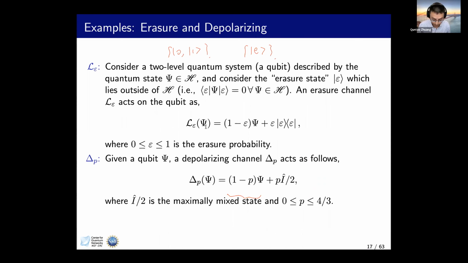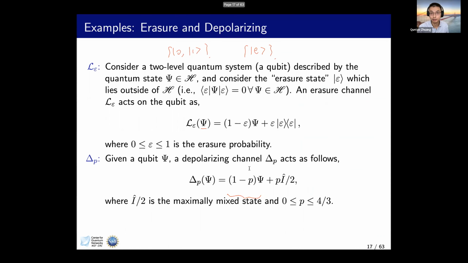So this is the input-output relation of this state, psi, and you have an error probability. There's an epsilon probability of the erasure happening, and a 1 minus epsilon probability of outputting the original state with no error. And given a qubit, you can also have a depolarizing channel, which means that with probability P, I'm going to replace the input with a fully mixed state, and with probability 1 minus P, I'm going to produce the original state.